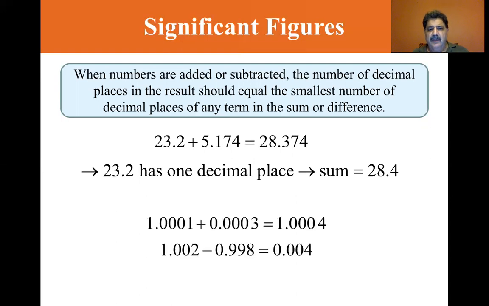The 1.0001 plus 0.0003. There's 4 digits after the decimal place on each one of those. So the correct answer is 1.0004. Now let's look at the second example.